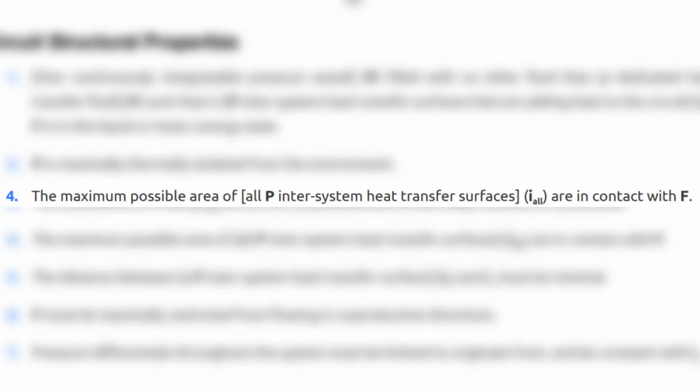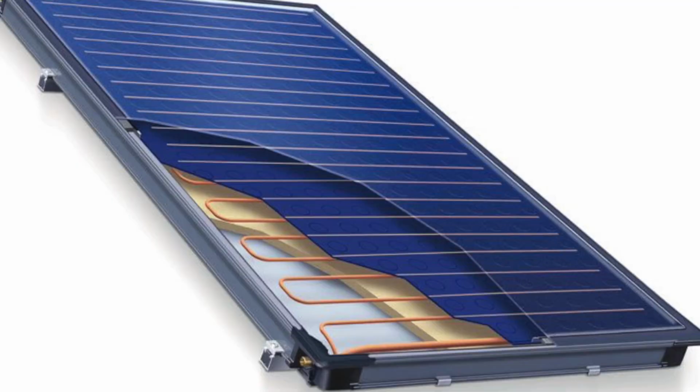The maximum possible area of all P inter-system heat transfer surfaces, I all, are in contact with F. Again, let's look at the practical example of a solar collector. If you have a collector surface, you can't have, as is done in a lot of cases, a big chunk of copper or something, and then a tube that's sort of snaking through it. Again, this is the exact same issue as with property 3, where parts of it are much hotter than other parts, which means that not everything is the same temperature as the use case. So you need full fluid contact in all heat transfer surfaces to ensure that you're reducing those temperature differentials.